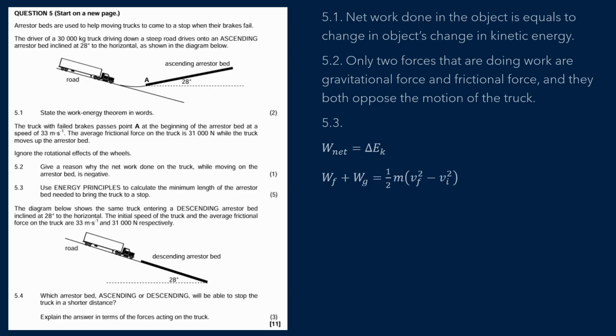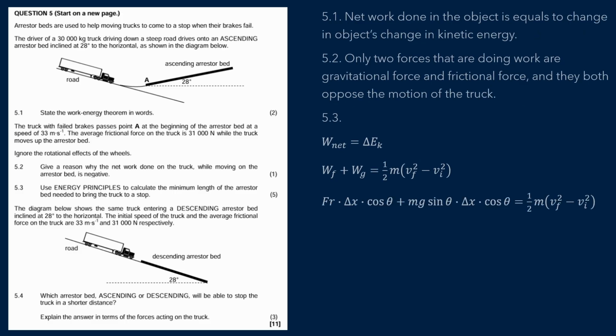I get work done by friction plus work done by gravity is equal to 1 over 2 m (Vf squared minus Vi squared). Substituting in the formulas, I get Fr multiplied by change in x multiplied by cos theta, that is the work done by friction, plus mg sin theta change in x cos theta, and that is the work done by gravity, and they are all equal to 1 over 2 m (Vf squared minus Vi squared).